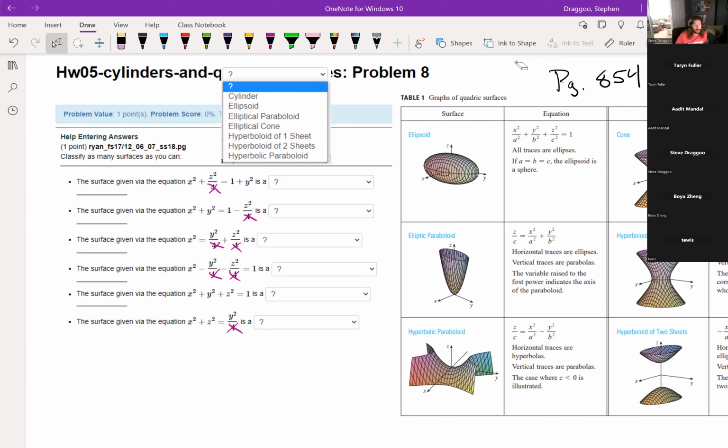So looking through my collection, I don't see any linear terms, which means none of these options here are going to be paraboloids. So I don't need to worry about the two styles of paraboloids. Nothing here is linear. Now, from there, let's just go line by line.